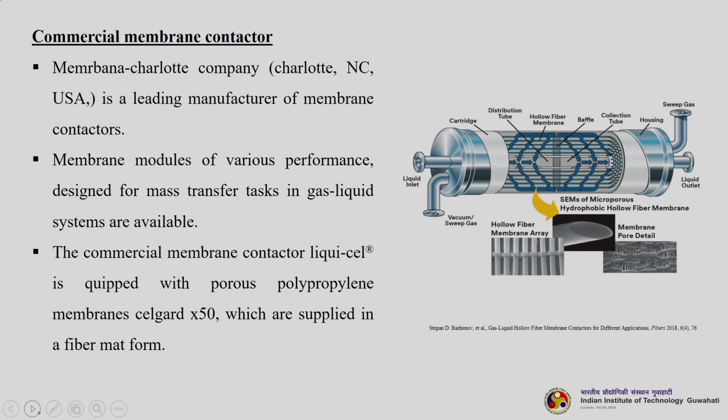Okay. So, this is a gas liquid hollow fiber membrane contactor for different applications. You can see the liquid will go in here and come out here, and the vacuum gas or sweep gas will come in here, or go out here. You can see the distribution of tubes inside, and these lines you are seeing are actually hollow fiber membranes. There are baffles inside to help in distribution of the liquid, and there is a collection tube in between, in which your liquid will be collected.